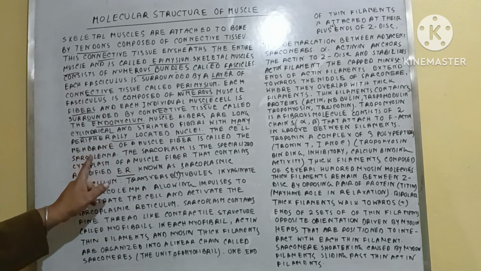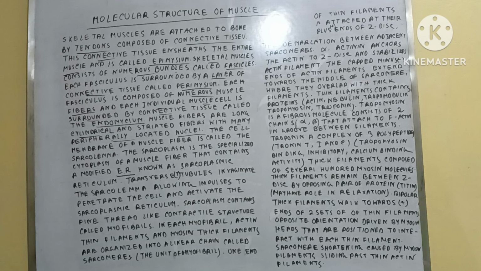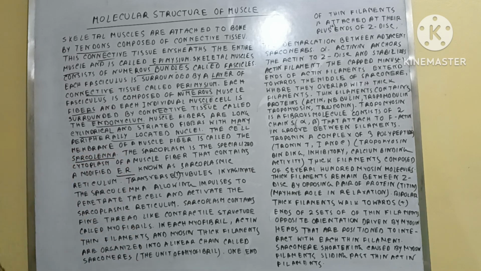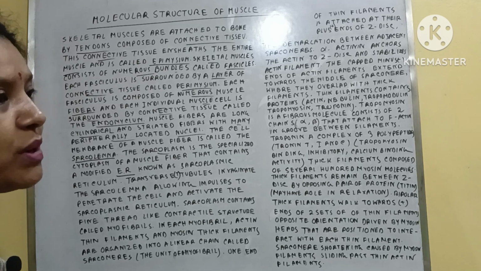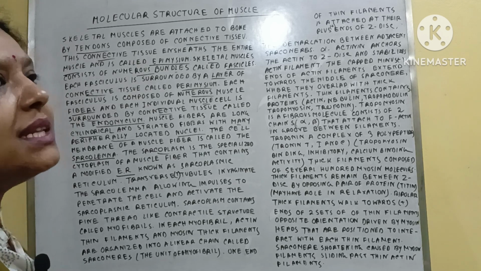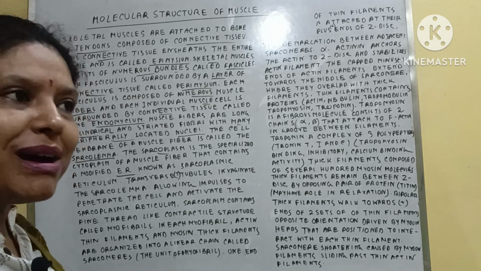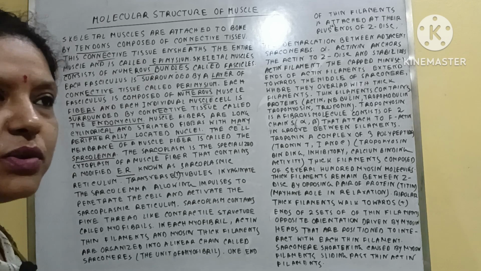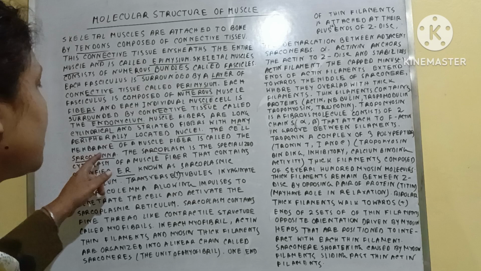The cell membrane of the muscle fiber is called the sarcolemma. What is called the sarcolemma? The cell membrane of the muscle fiber. The cytoplasm is present in any cell, but in the case of muscle, the cytoplasm is called the sarcoplasm, and the cell membrane of the muscle cell is called the sarcolemma.